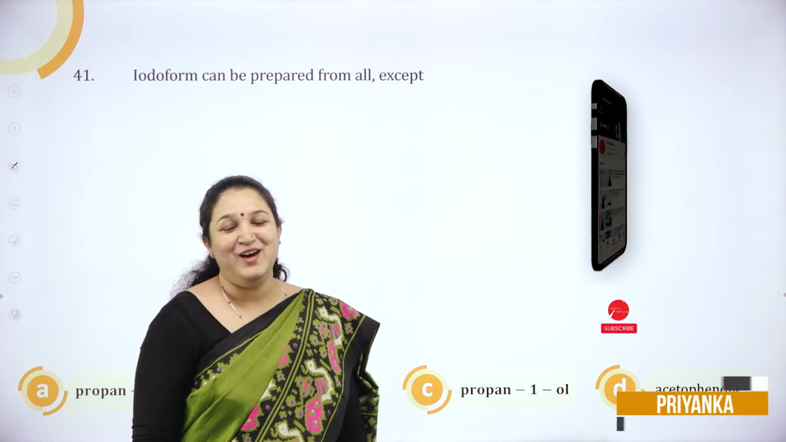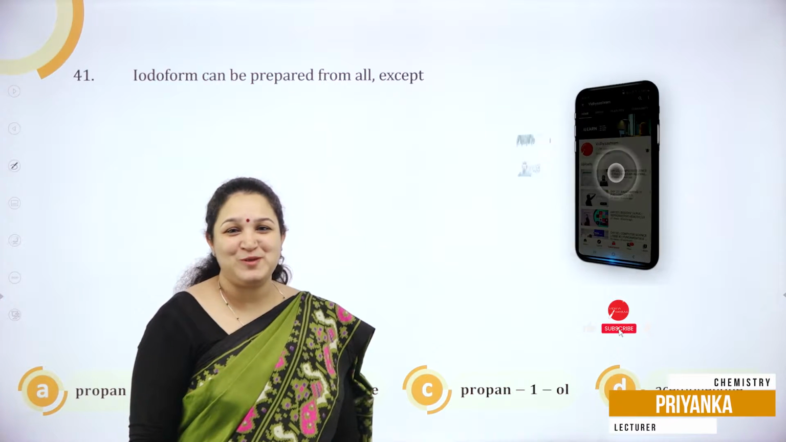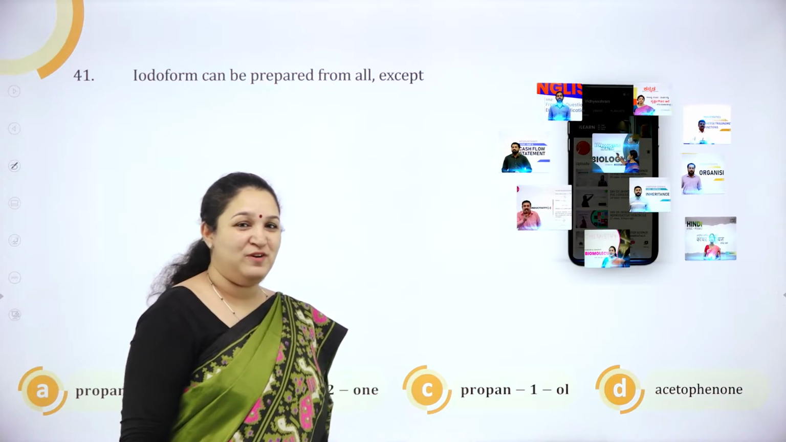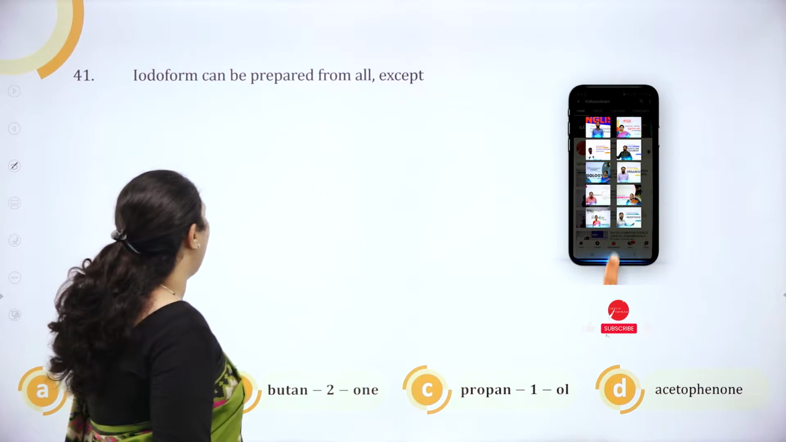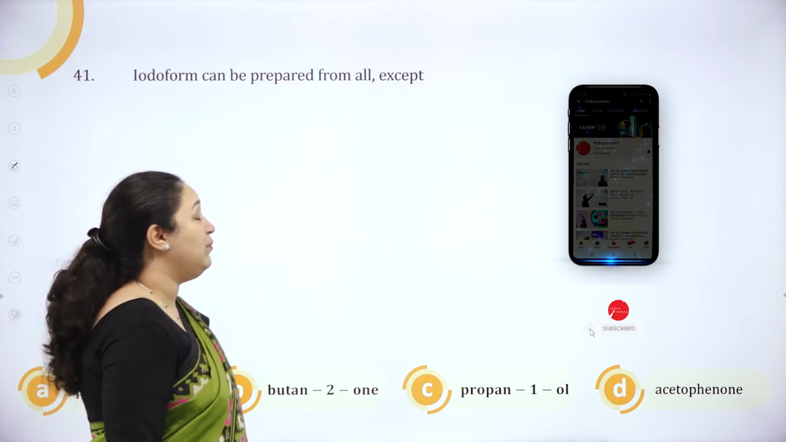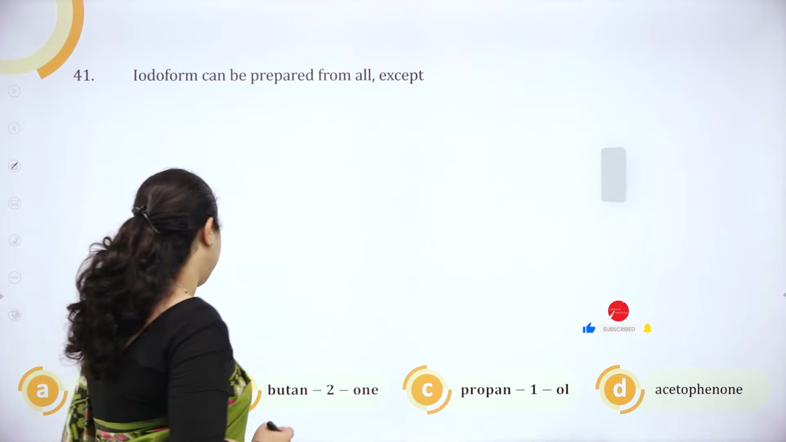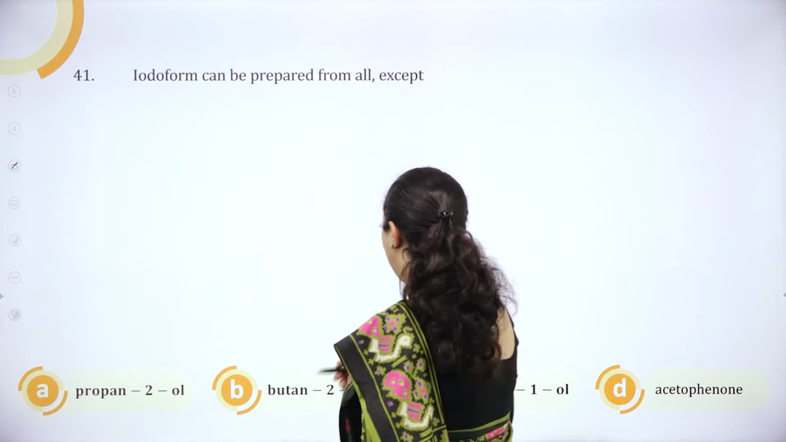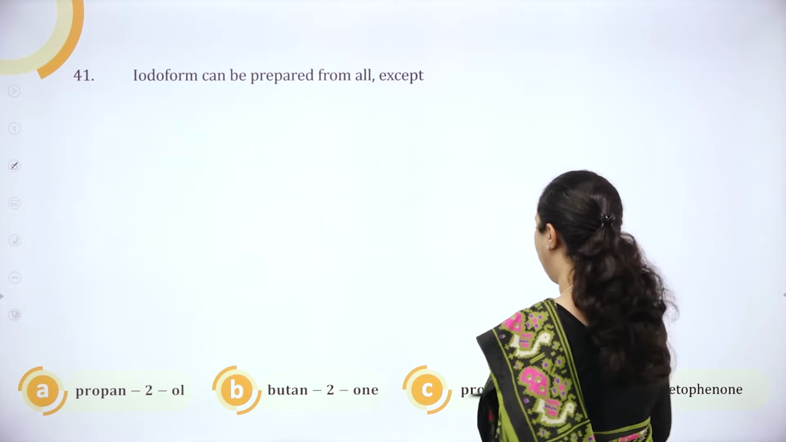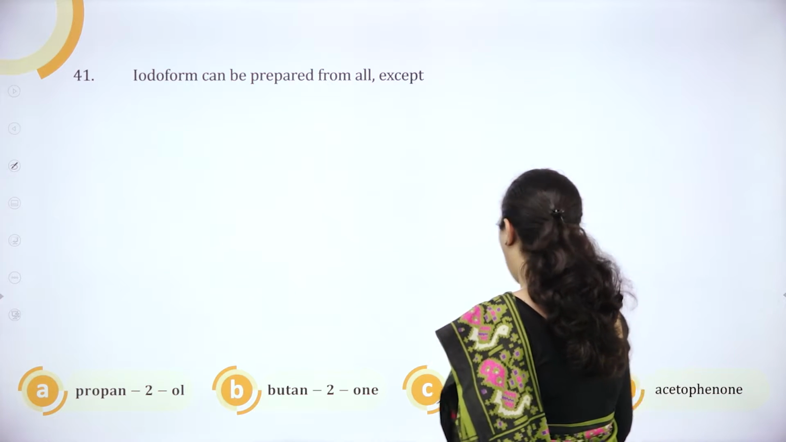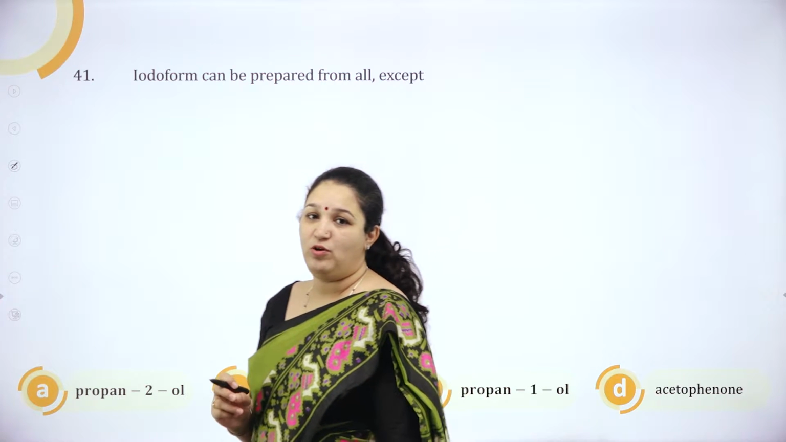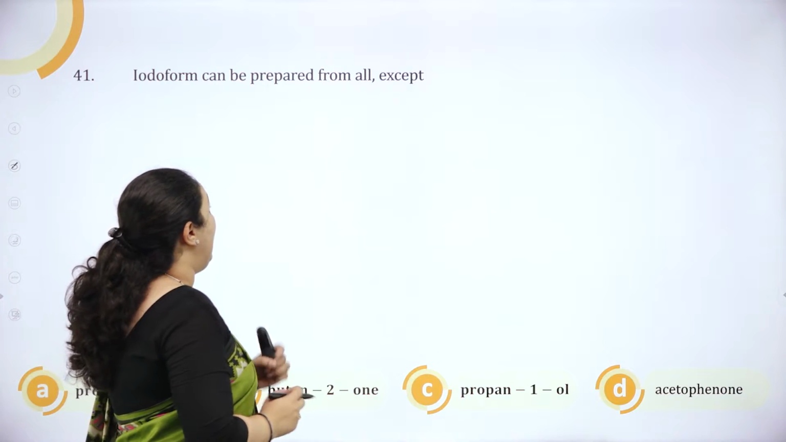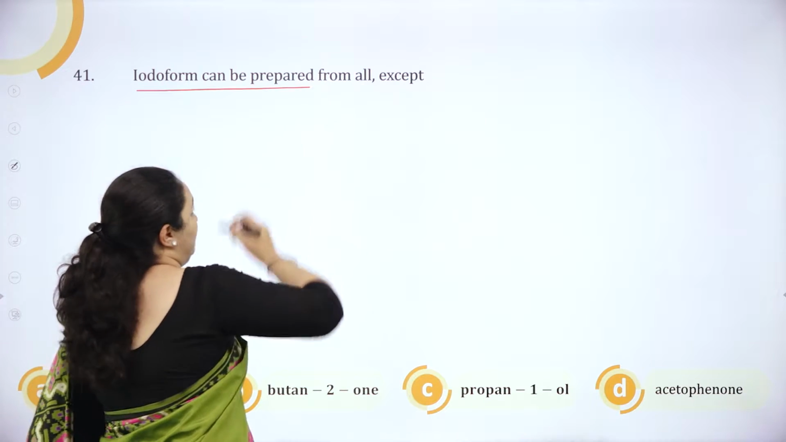Welcome to part 3 of Karnataka CET 2015 chemistry question paper. We'll see the 41st question. Iodoform can be prepared from all except, I'll read the options: propan 2-ol, butan 2-one, propan 1-ol and acetophenone. So what is it? Iodoform can be prepared from.